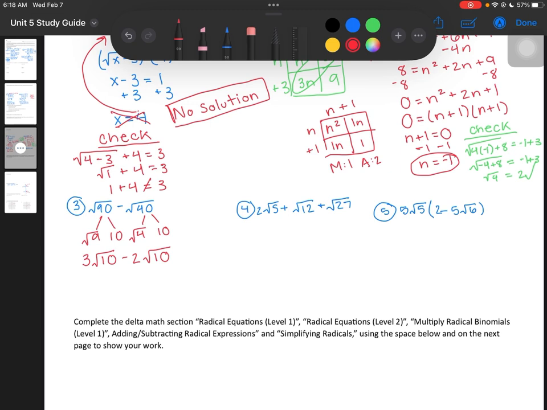10 stays on the inside. And then in order to combine radicals, adding and subtracting, we need the radicand to be the same, so the number underneath the square root. In this case, they are the same, so then I can combine the coefficients that's in front. So 3 minus 2 is just 1. So I would have 1 square root 10, but we don't need that one in front, so we would just say the square root of 10.